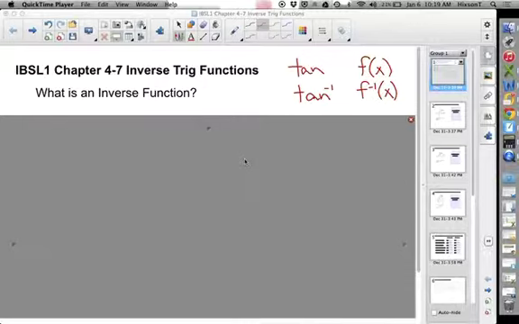On a graph, it flips it over the line y equals x, yeah. Good. What else does it do?